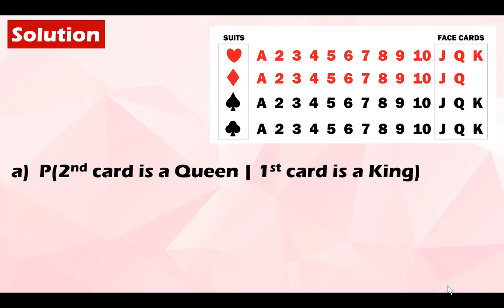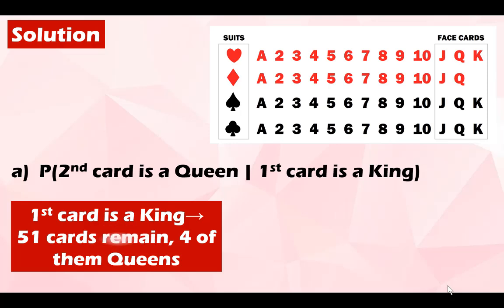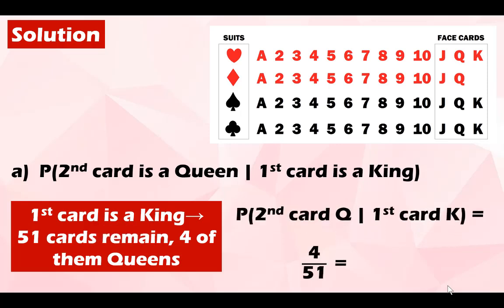How many queens remain? There are 4. And how many cards remain? 51. Those are the numbers that'll come together to make our probability. So this probability is going to be 4 out of 51. And as a decimal, it'll be 0.078.